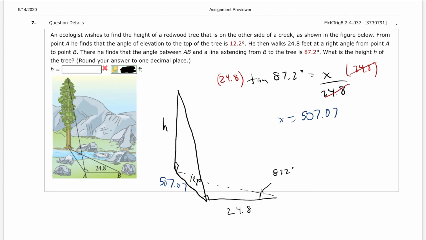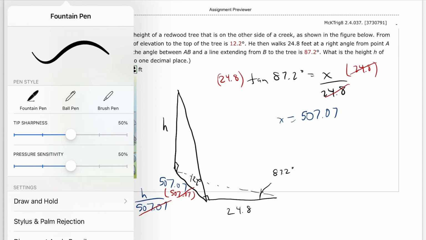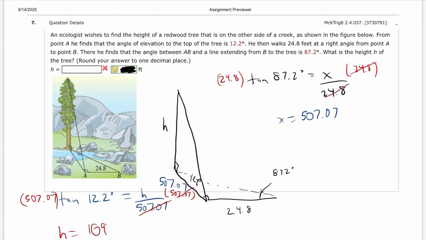So now we have tangent of 12.2 degrees is equal to opposite over adjacent. And once again, multiply by the denominator. And that's how we can get h by itself. So h will equal 507.07 times tangent of 12.2, which is 109.6. They want us to round to one decimal place, so that would be 109.6 feet. There it is.